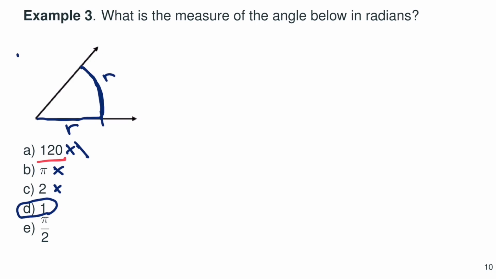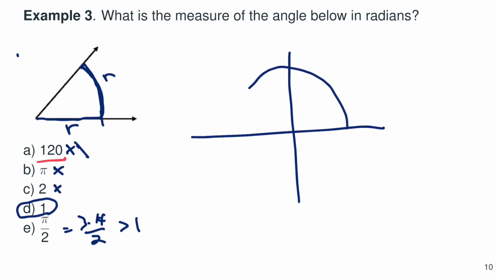This length looks about 1 radius, right? Pi over 2, which is about 3.14 divided by 2, is bigger than 1. Right? It's bigger than 1 radian. And we'll actually see what exactly pi over 2 is, but I can show you right now. If this half circle is pi, right? If I have this pi, it's actually right here. Pi over 2 is this angle right here. We also call this angle a right angle. So a right angle is pi over 2.